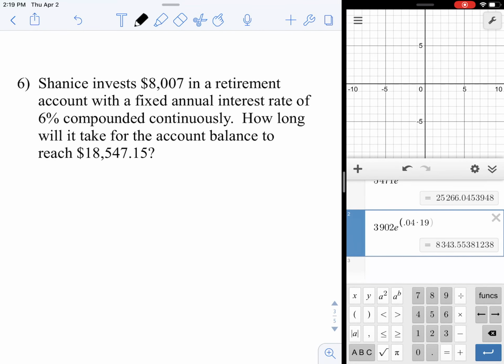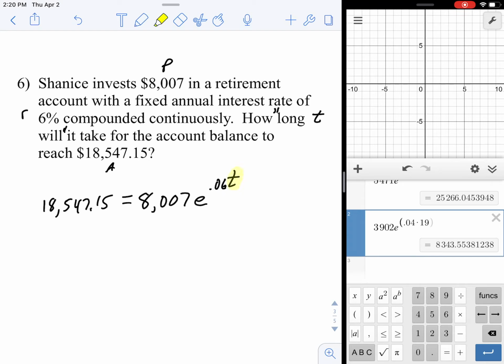Shanice invests $8,007. That sounds like a principal amount in a retirement account with a rate of 6%. That sounds like our r. How long will it take? So how long means that t, time, is an unknown, to reach an account balance of 18,547.15. So that's our final amount. So 18,547.15 goes on the left side of the equal sign. $8,007 is our p on the right side times e to the 0.06 times t power. So we need to solve for t.